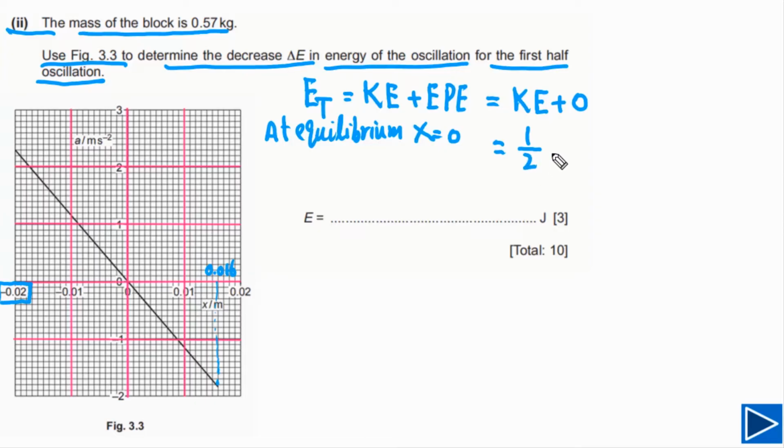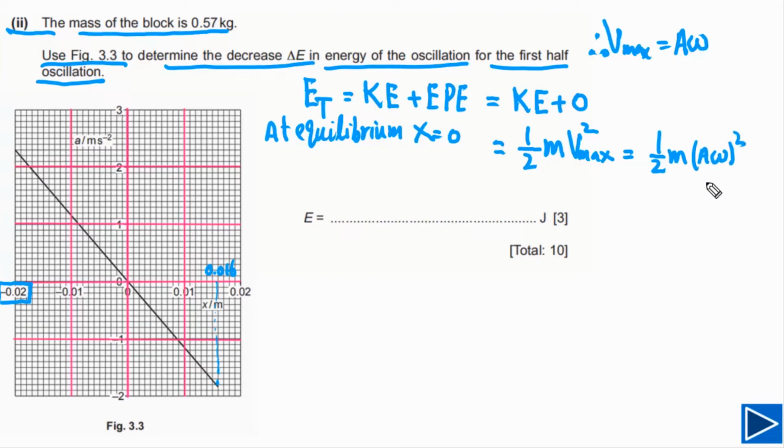So kinetic energy will be equal to 1/2 m v max squared, because at equilibrium speed of the block or any oscillator is maximum, and v max in simple harmonic motion is equal to A times omega. So simply we can replace v with A times omega. So total energy of oscillations is simply equal to 1/2 m A squared times omega squared.